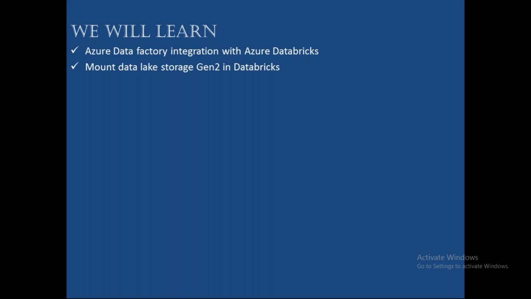So, mount data lake storage Gen 2 in Databricks. We are going to mount this particular data lake storage Gen 2 in Databricks. Once we mount it, we are able to read the data which we have in data lake storage Gen 2. Then we are going to see how to call a Databricks notebook from an ADF V2 pipeline. We have Azure Data Factory pipelines, and from them we will learn how you can call a Databricks notebook.